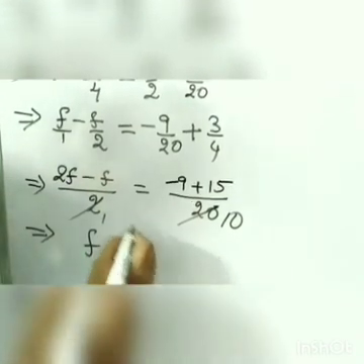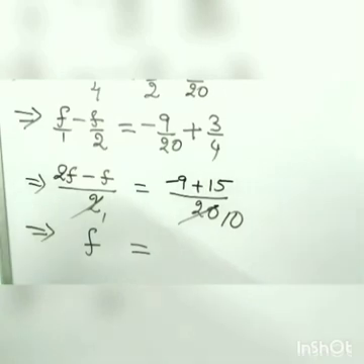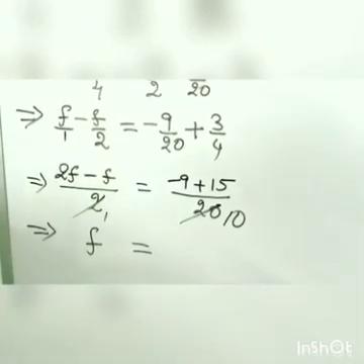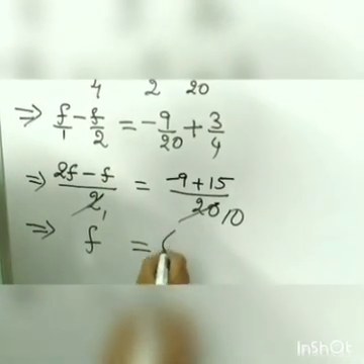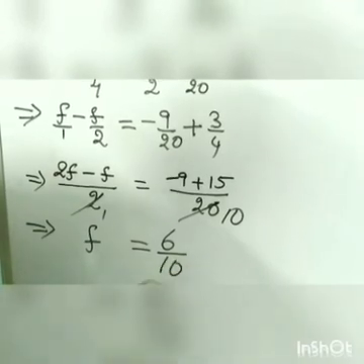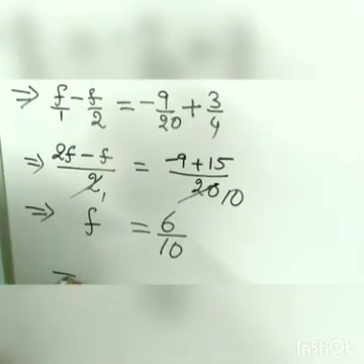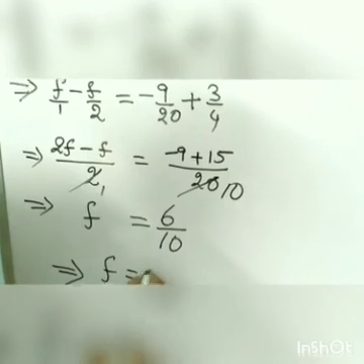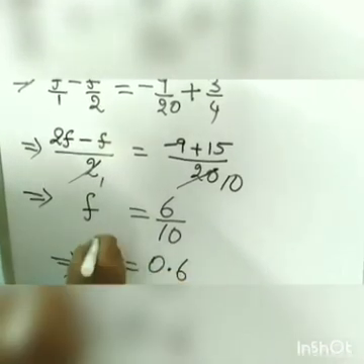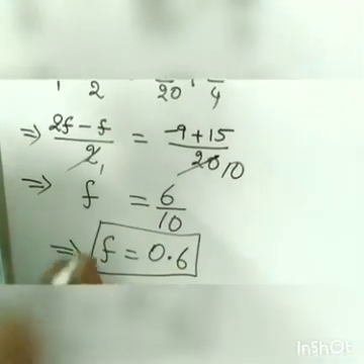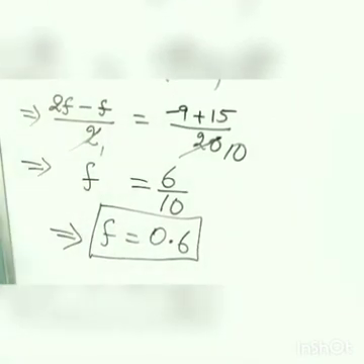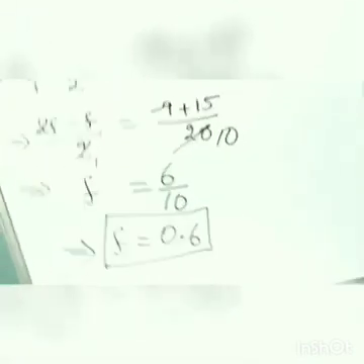And directly you get it as, yes children, what did we get? Here we get it as 6 by 10. And that is nothing but f is equal to 0.6. You bring it back to the decimals, you get f is equal to 0.6 is the solution of this equation.